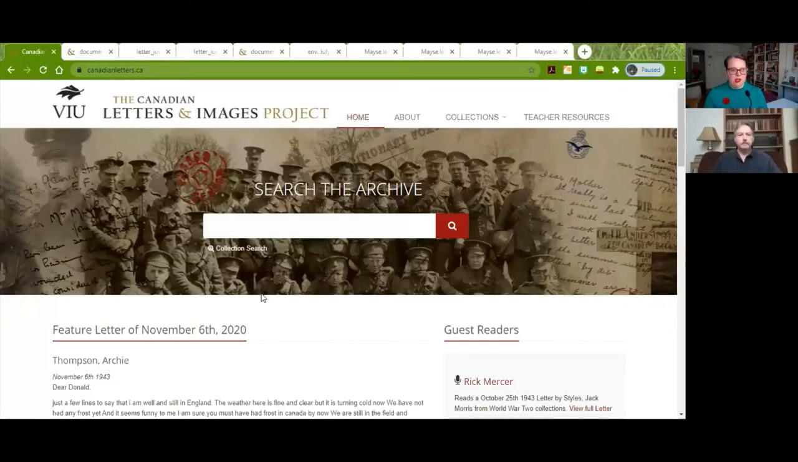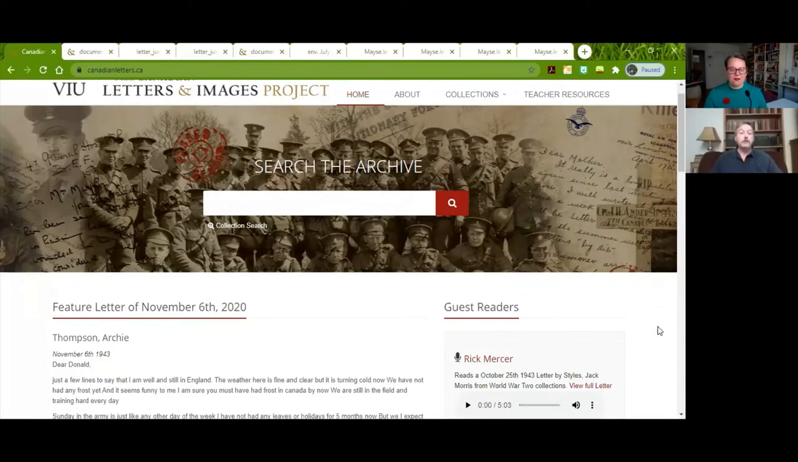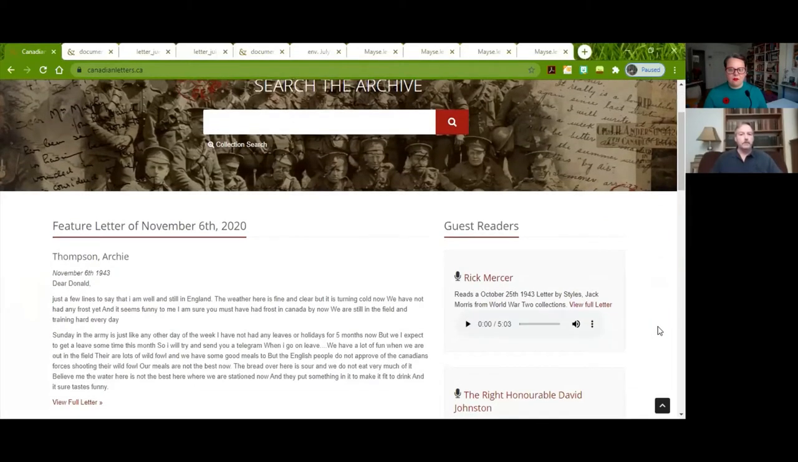I know we're going to talk about a particular set of letters, but why don't we talk about the project as a whole before we get to them? Can you tell us a little bit about the Canadian Letters and Images Project, other than it's been around for 20 years? Yes, well, it's been around for 20 years. And what we do is that we digitize personal materials of Canadians involved in the war front, any war.